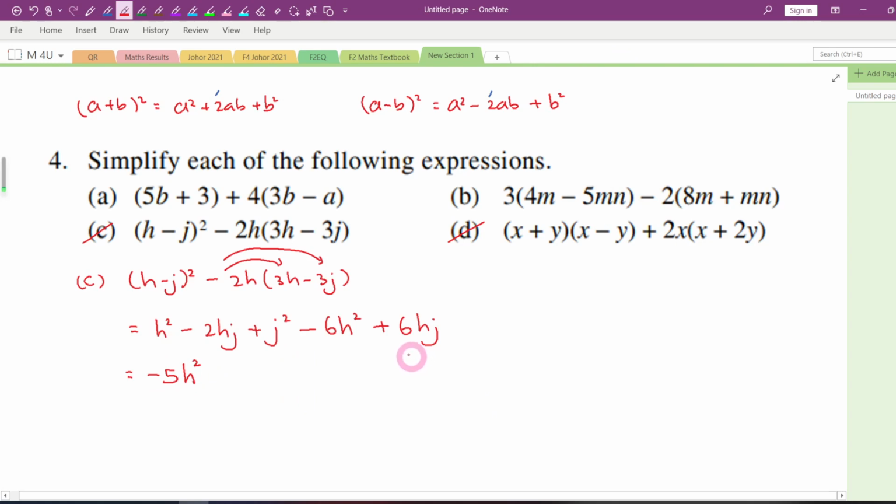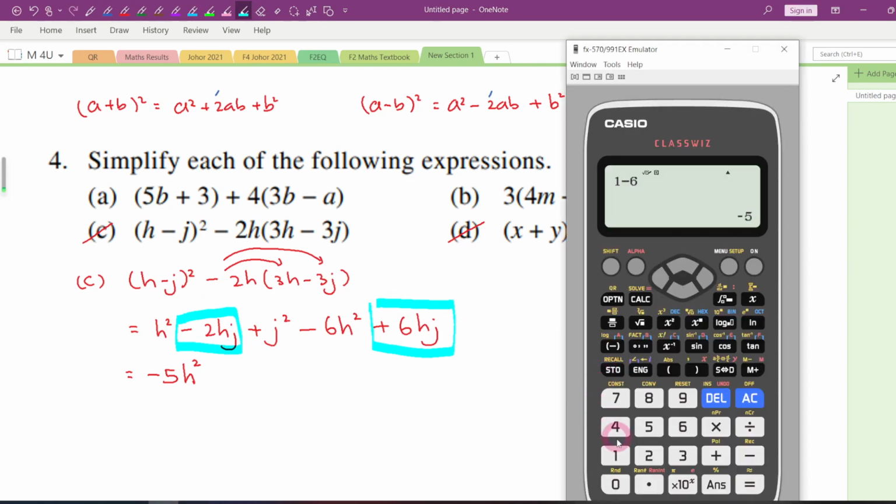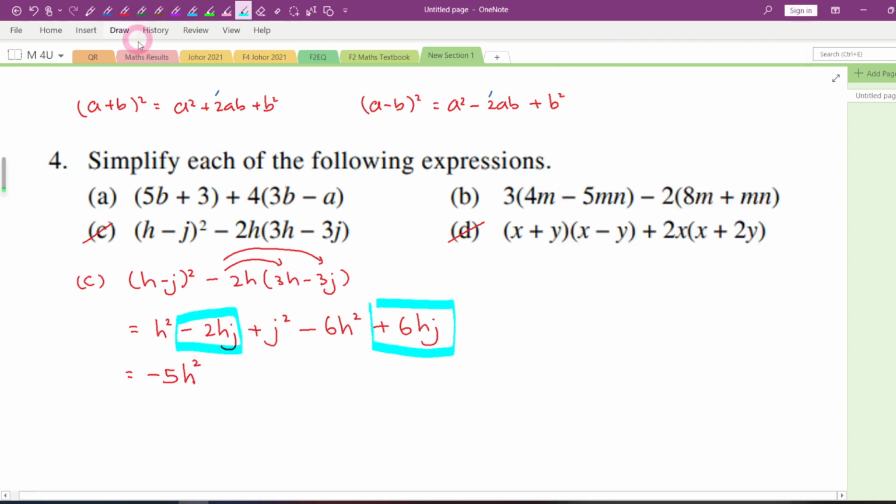Okay, now focus on hj, this one and this one. So you see, when I make a rectangle here, it always includes the sign in front, right? So when you press the calculator, you have to press negative 2, not 2 only, negative 2 plus 6, you get 4. If the number is not that big, you actually can calculate mentally without using a calculator, right? So this is plus 4, and don't forget to copy the hj.